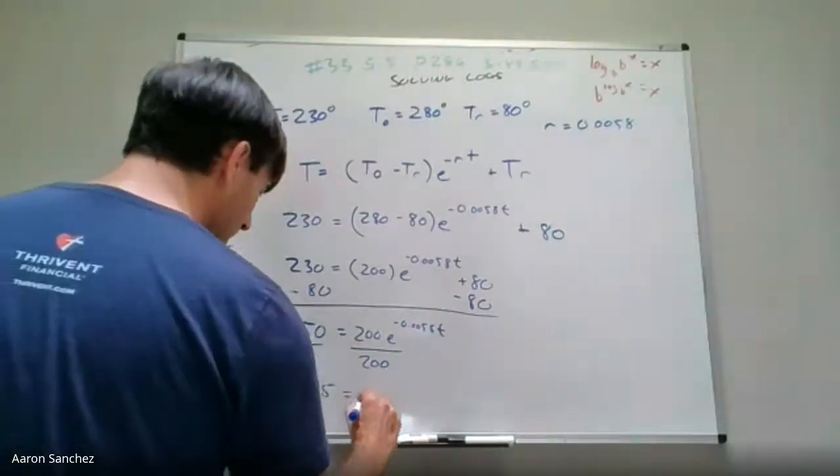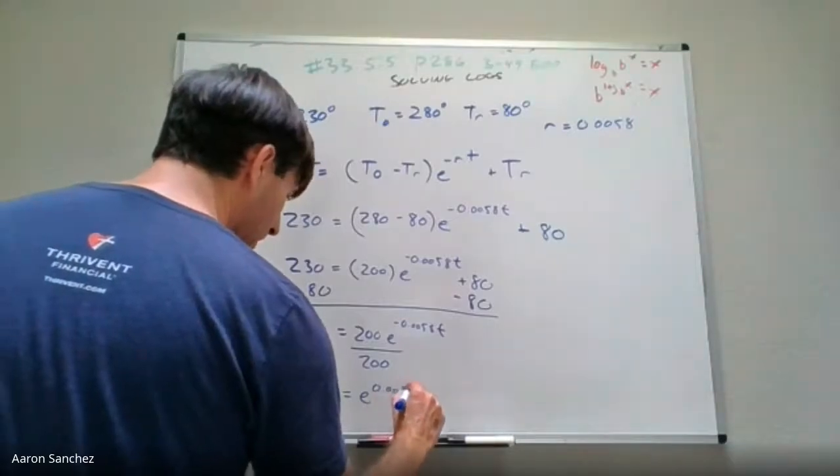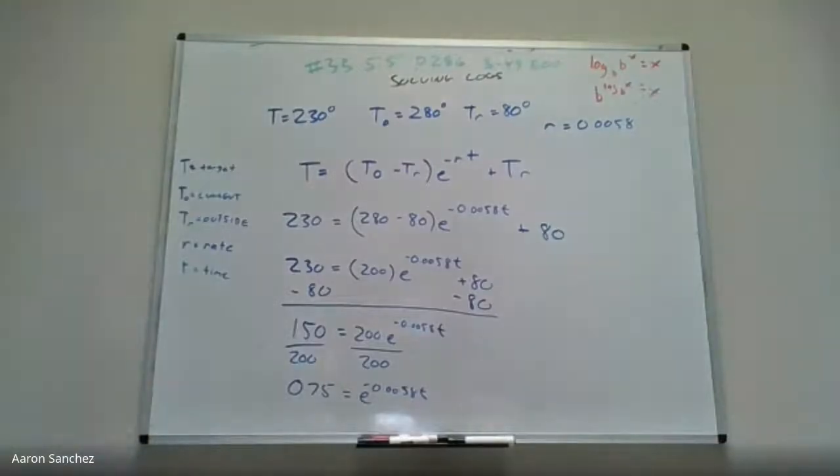0.75 equals e to the negative 0.0058t. Can you see that, Kayla, down there?